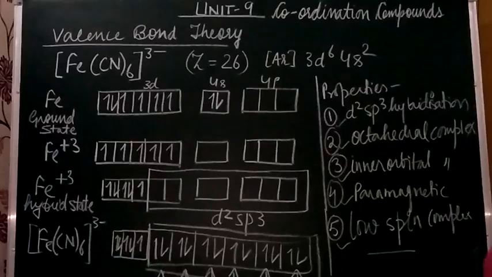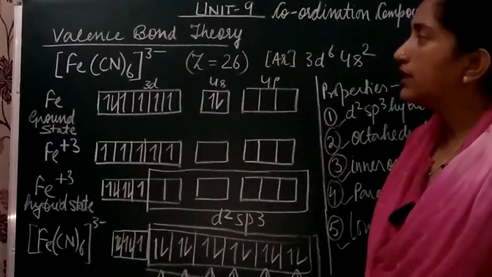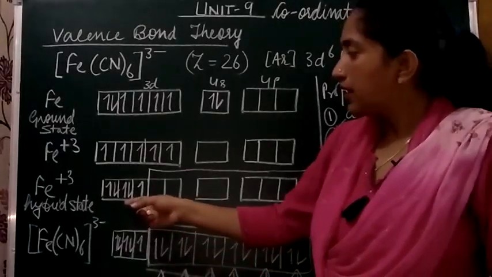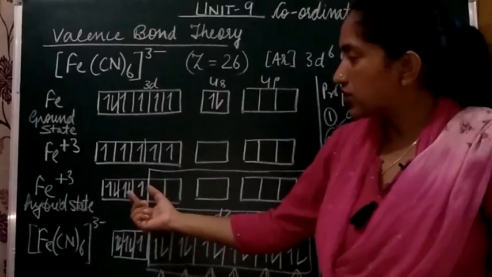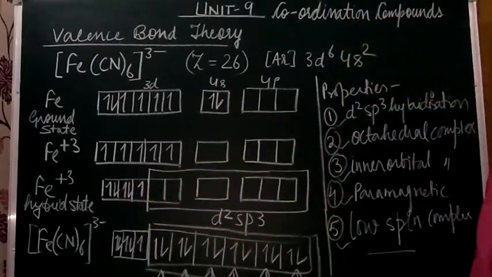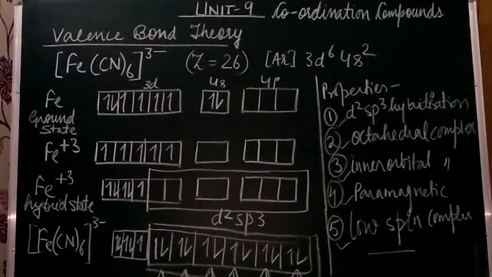This is going to be a great drawback of the VBT: in some cases we don't know whether the electrons get paired up or not. It will depend upon the experimental data, on how many unpaired electrons we are getting. This is one of the drawbacks of the VBT, that it depends on the type of ligand.